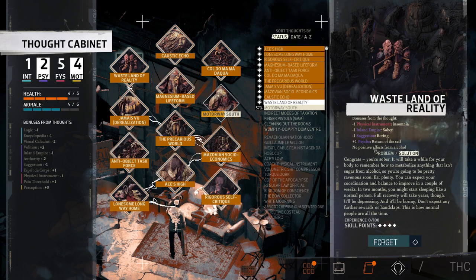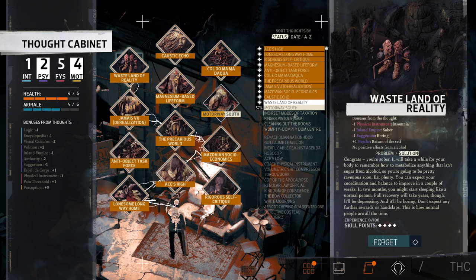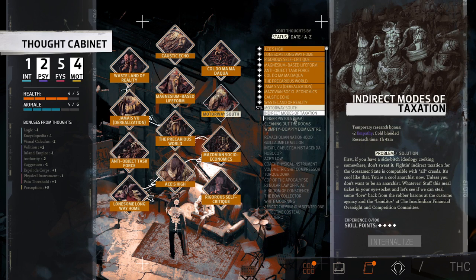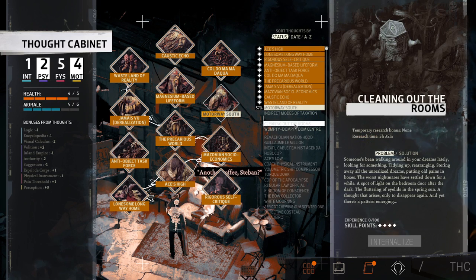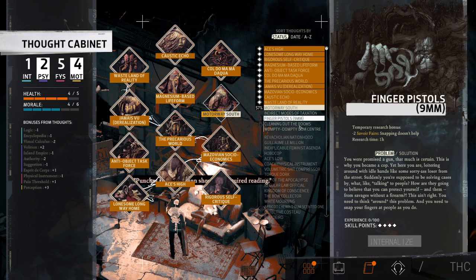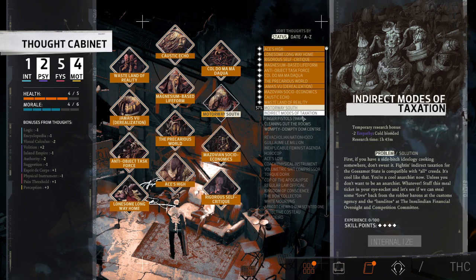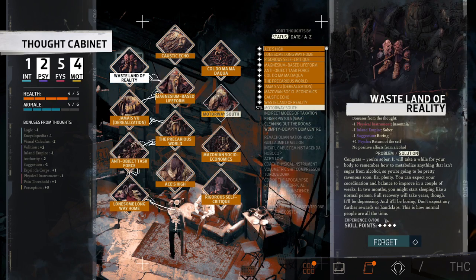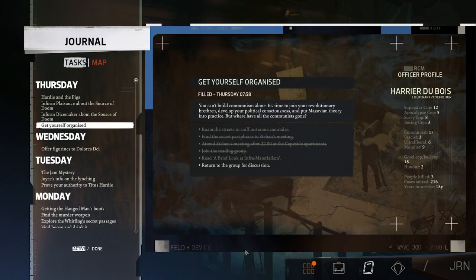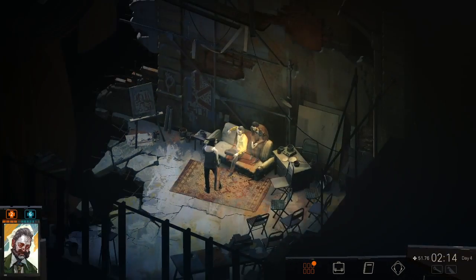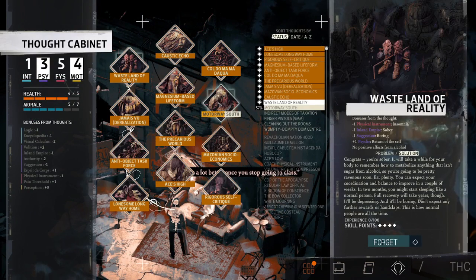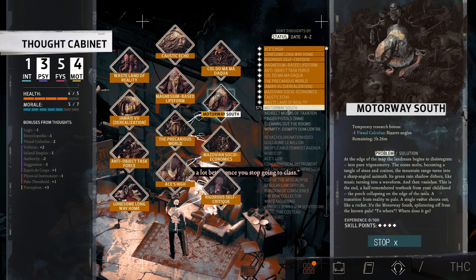Dang. That's so interesting. It's actually a very bad thought to complete. The benefits are not very good at all. We could do finger pistols. It's only an hour. Humpty Dumpty Dom Center would be interesting too. No positive effects from alcohol. Return to the group discussion. We can continue that now. Are there any other thoughts? Doing motorway south would be nice.